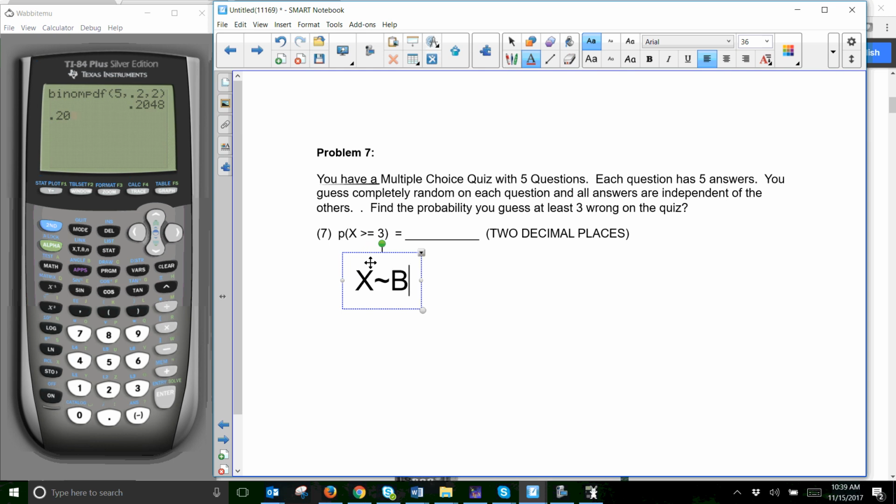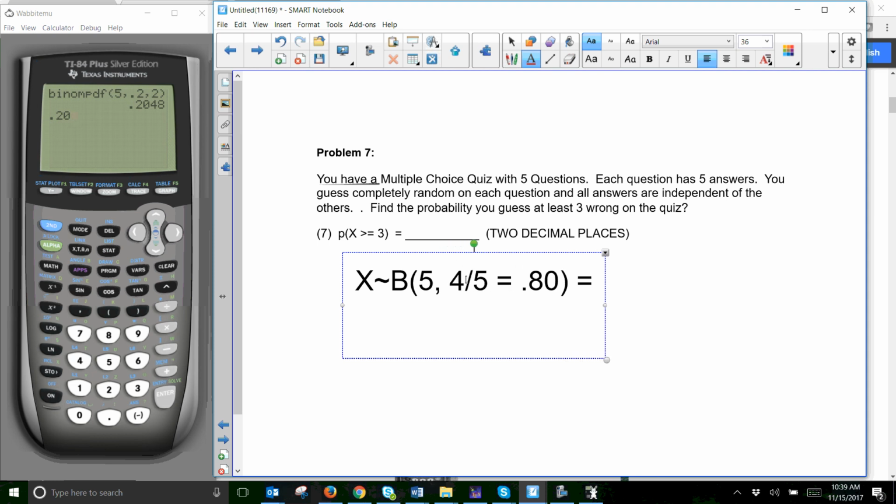So X is binomial distributed with 5 and 0.80 now the probability of success, which is going to equal, well, again, this 0.8 came from 4 out of 5 wrong.